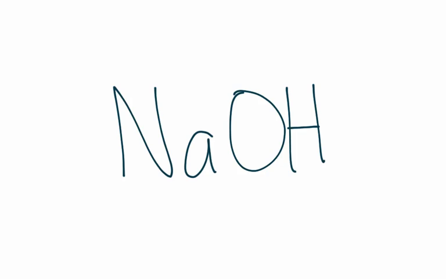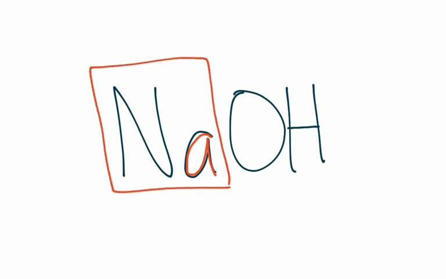Just a warning, if you see a small letter as part of a chemical symbol, that is connected to the letter in front of it. So, Na is the chemical symbol for sodium. In this molecule, there are 3 elements: sodium, oxygen, and hydrogen.